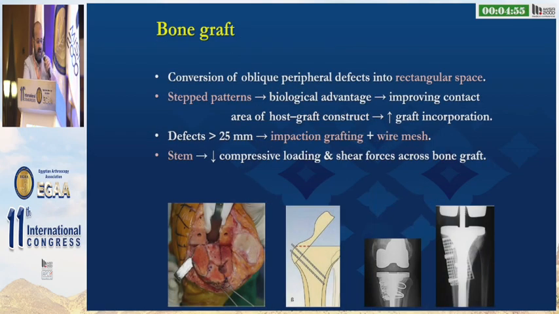Bone grafts, a lot of techniques here. In these two pictures, you can convert an oblique peripheral defect into a rectangular space. You can take the advantage of the stepped pattern to have more stability. And for the big defects, you can go to the impaction grafting and wire mesh. So more sliced bone grafts from 5 to 7 millimeters and wire mesh. And you have to use a stem to offload your bone graft.